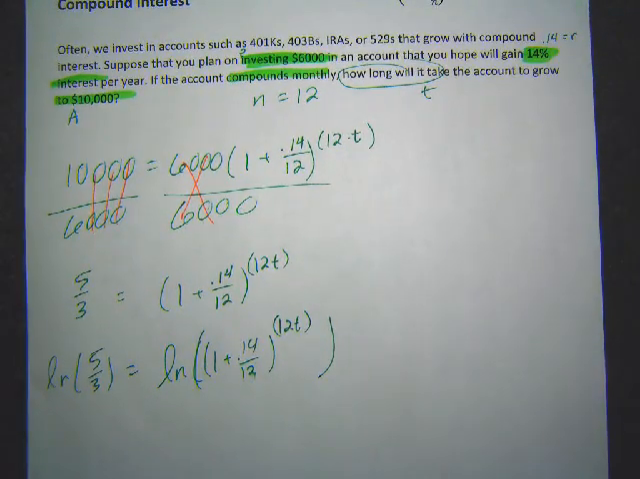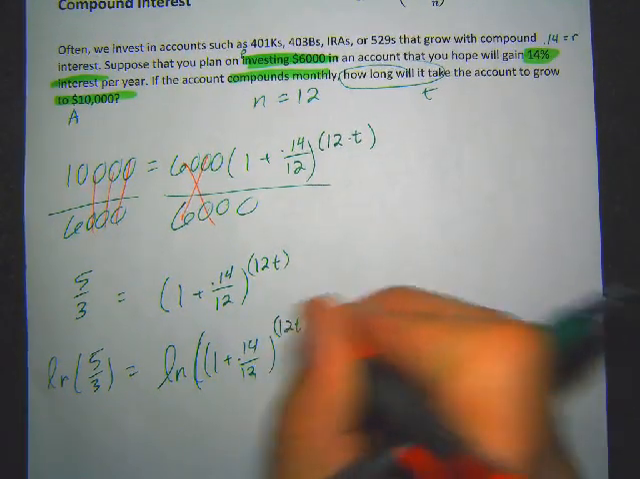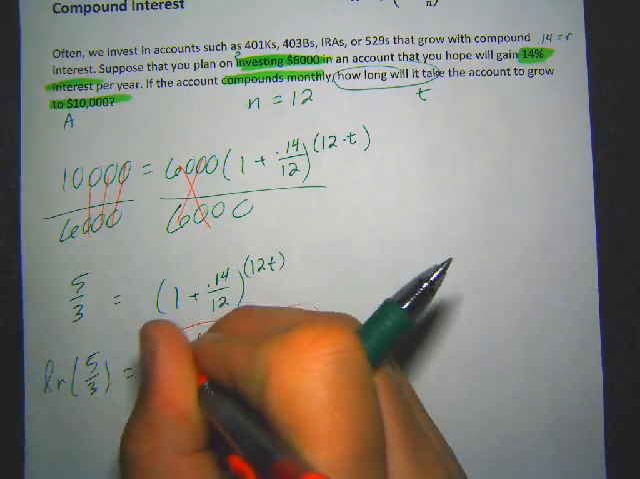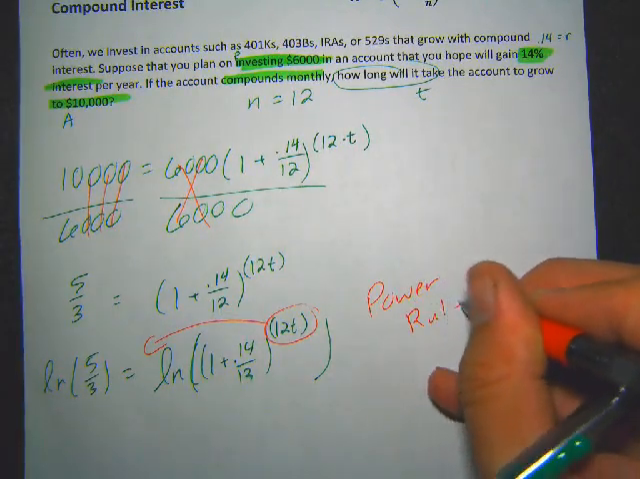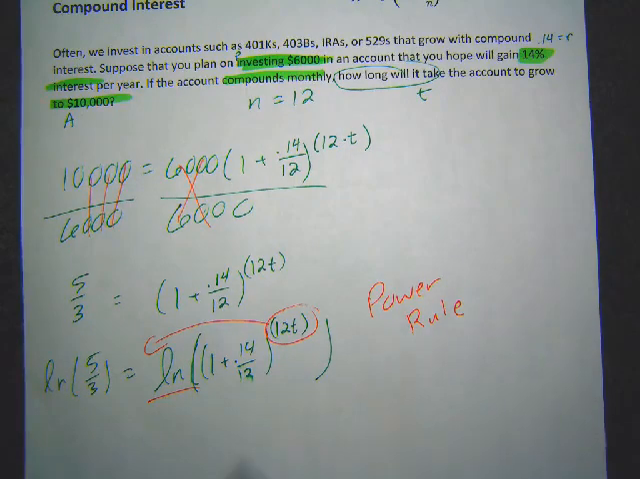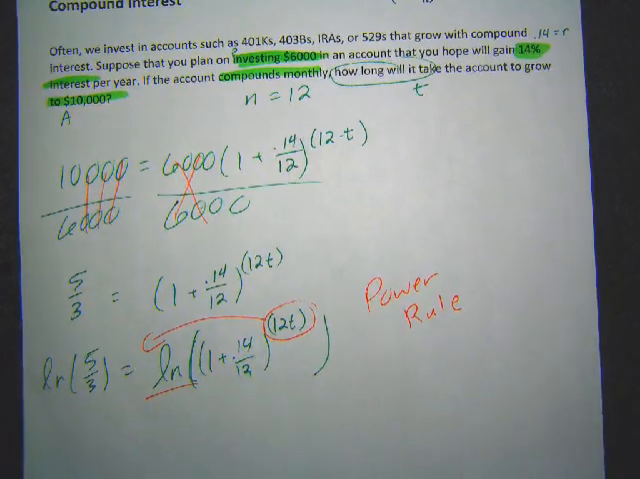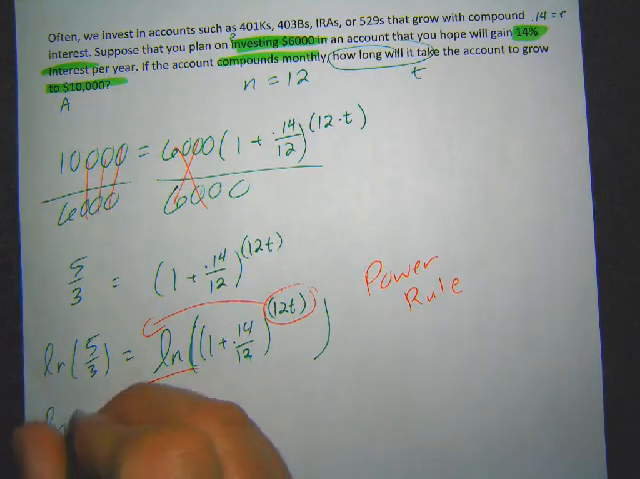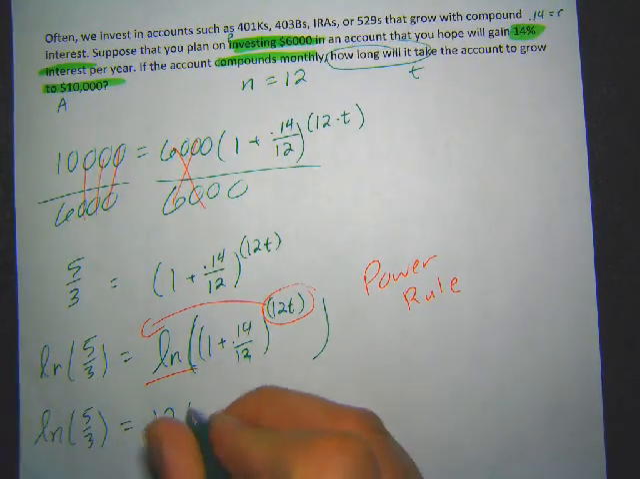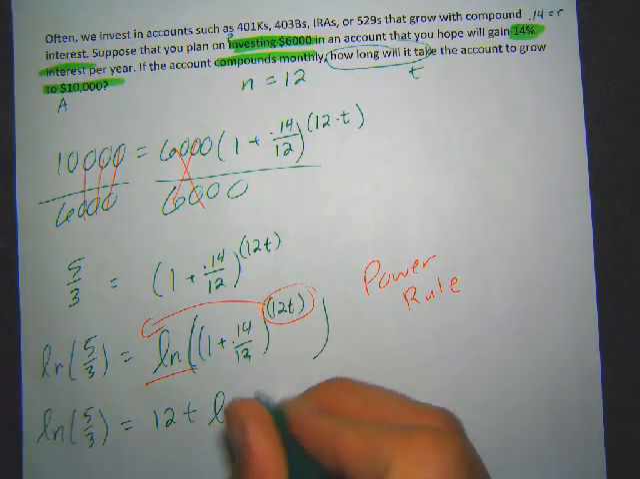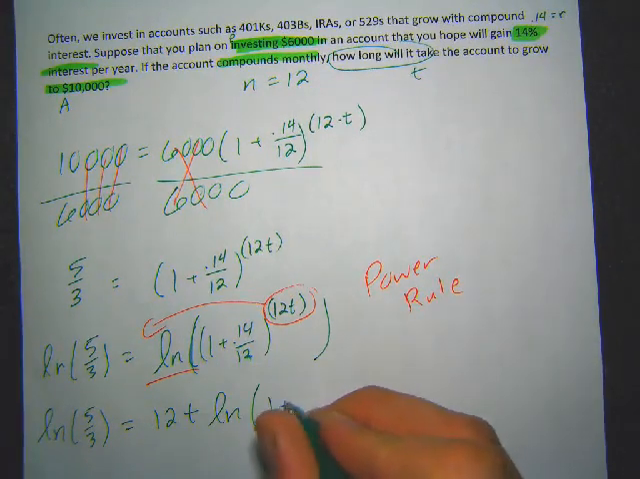But instead of using the canceling, we're going to use the fact that you can take this power and pull it out using the power rule. Remember the power rule that says if you have a natural log, you can take the power and pull it out front. So the natural log of 5/3 stays the same. Now we have this 12t out front, and then there's the natural log left over with the 1 plus 0.14 over 12 inside.